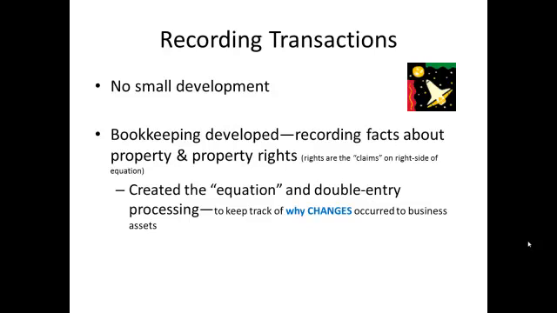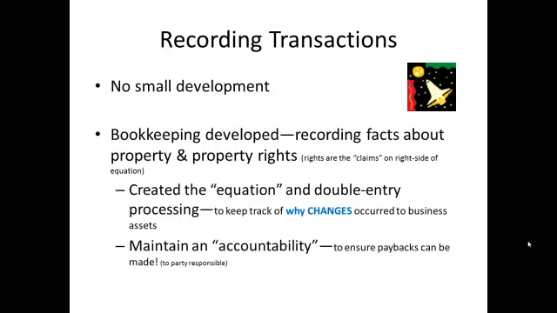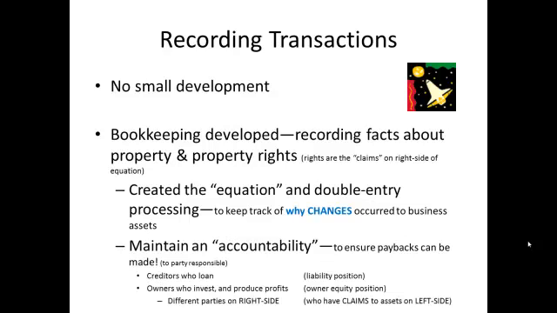This created the equation, which is the context of all the activity we do in accounting. We maintain an accountability. And accountability is maintained on the right-hand side to ensure paybacks of assets on the left are made to the proper party. Either creditors who loan, they maintain a liability position, or the company maintains a liability position for creditors until they're paid off, or owners who invest and produce profits, part of the owner equity position. Different parties on the right side of the equation. Both have claims to assets on the left side.